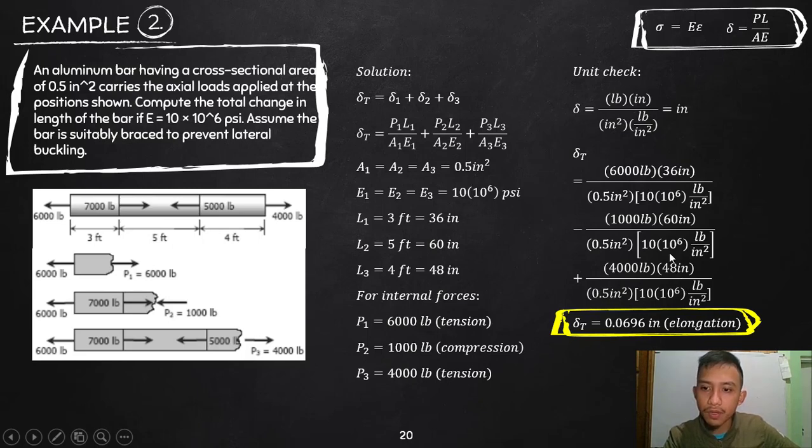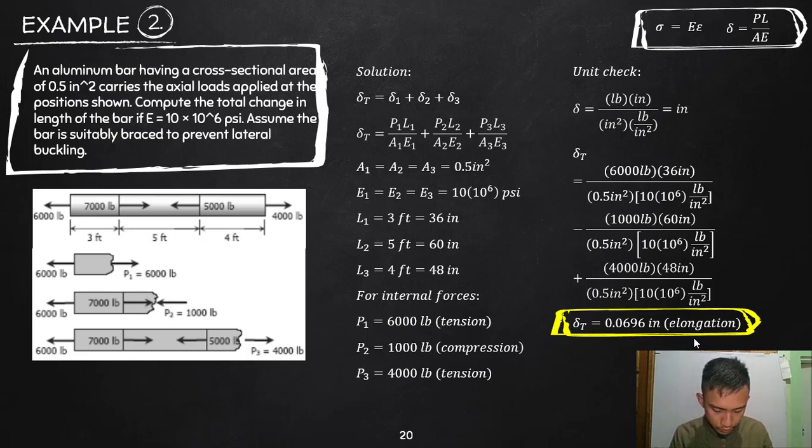So calculating for all of these, you can combine them. That will end up with positive 0.0696, or that is 0.07. You can say that it's 0.07 inches. That is positive, which means that it will elongate. But if that ends up negative, then it means it will shorten. So let me just recheck that one.